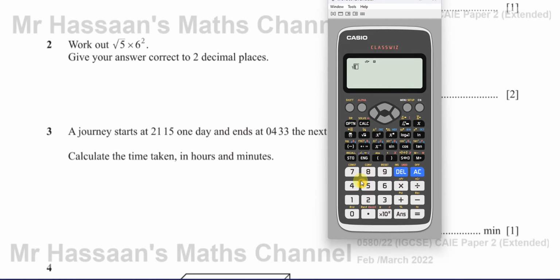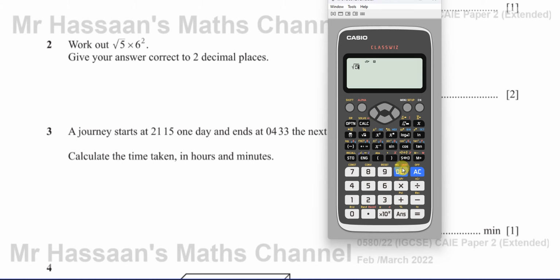Pretty simple. Square root of 5 times, don't forget to put a space now, okay, before you press your times. If you just did square root of 5 and then you press times, the square root will be under this. So if you did this, your answer will be completely wrong. They don't want the 6 squared under the square root. They want to separate them out.